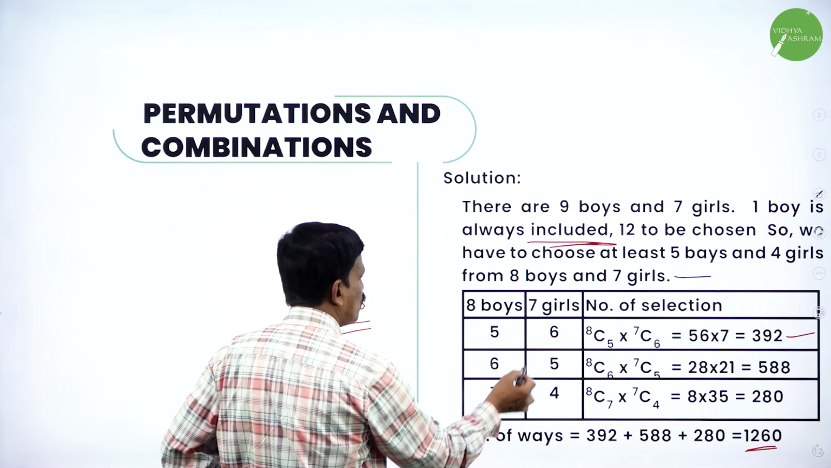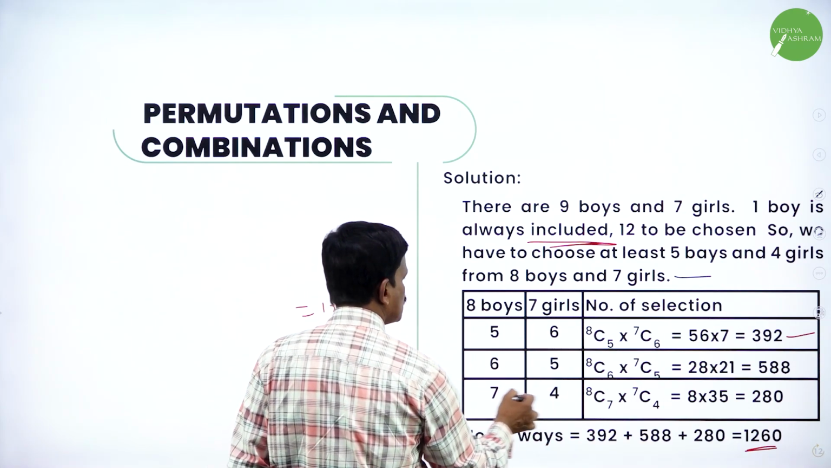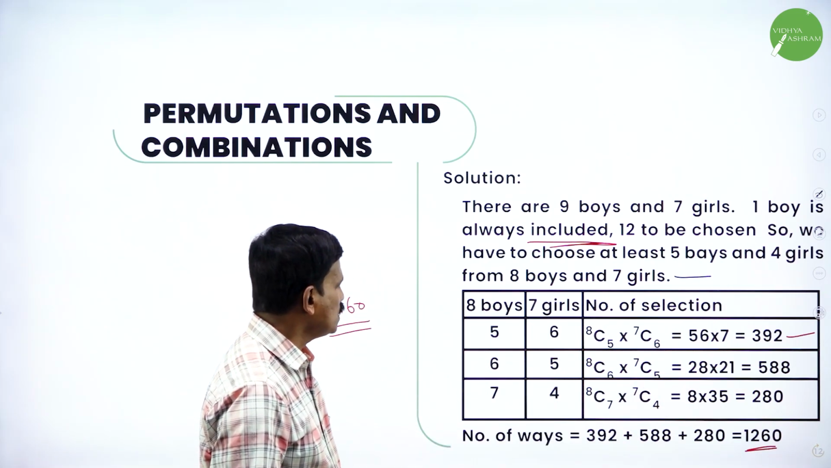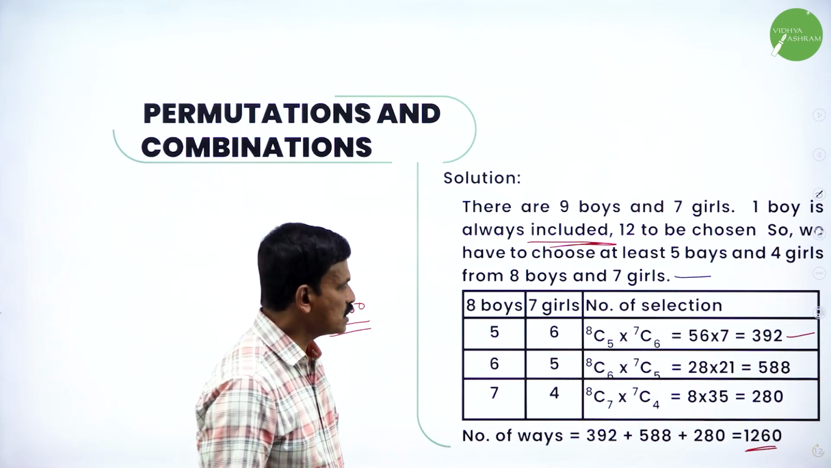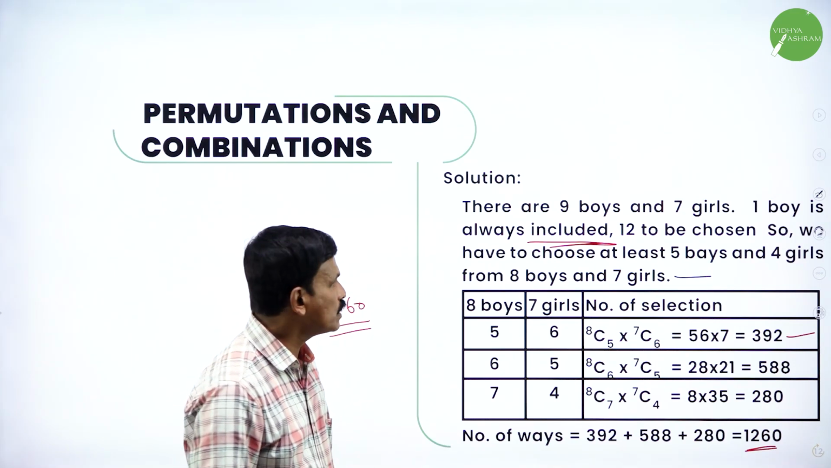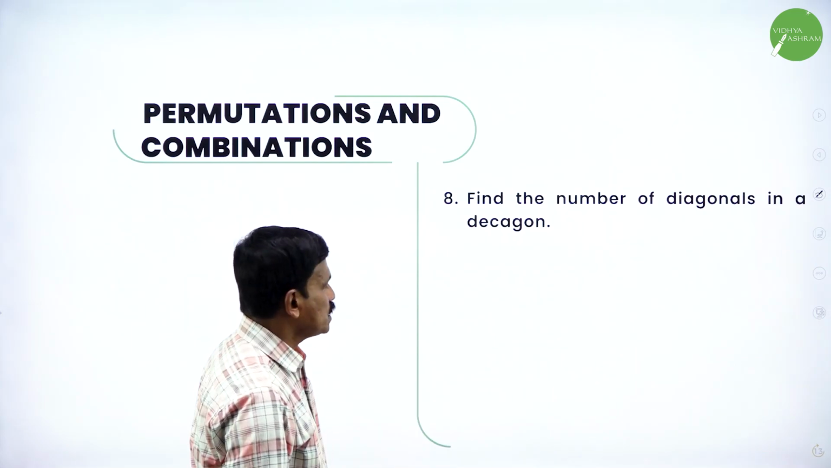If we select 7 boys and 4 girls, 8C7 into 7C4, that's equal to 8 into 35. Totally 392 plus 588 plus 280, that's equal to 1260 ways. That's it. Very simple. Now move on to the next problem. This is also very important.